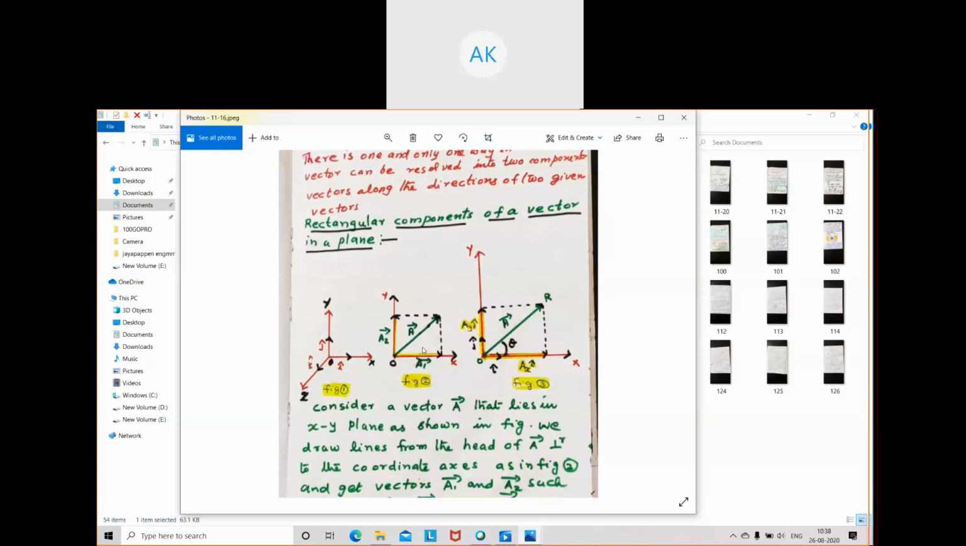What are we going to do? We are going to split vector A into its components along the x and y direction. We are studying motion in a plane. We are not splitting the vector into 3 dimensions; now we are studying the splitting of a vector in 2 dimensions. That is the motion in a plane.